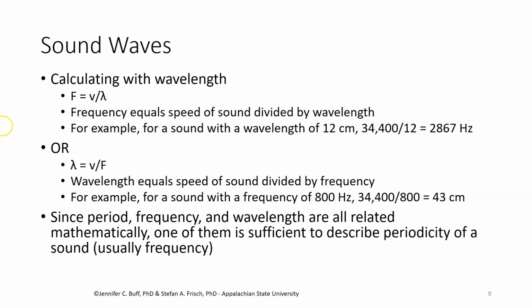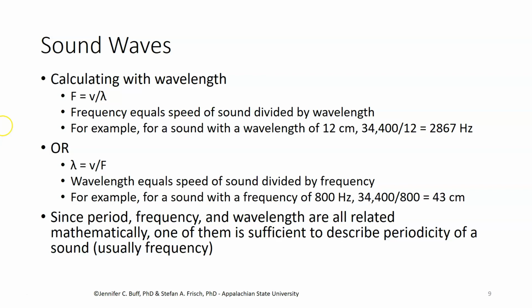We can do math with wavelength. Since it depends on sound propagating over a space, the speed of sound is involved. So the frequency of sound is equal to the speed of sound divided by the sound's wavelength. For example, if we have a sound with a wavelength of 12 centimeters, that would actually be a sound that would fit reasonably well inside a human vocal tract. We would compute the frequency as 34,400, our speed of sound in centimeters per second, divided by those 12 centimeters to get us 2,867 hertz.